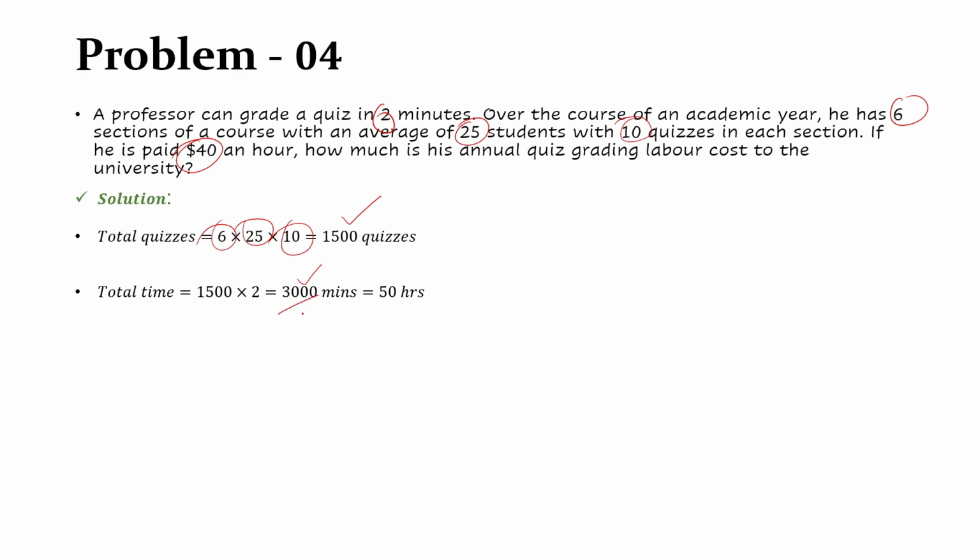We divide 3000 by 60 and we convert this value into number of hours, that is equal to 50 hours. We know that the professor is paid $40 an hour. So we can calculate the labor cost by multiplying $40 per hour with the number of hours, which is 50. And our answer is $2,000.